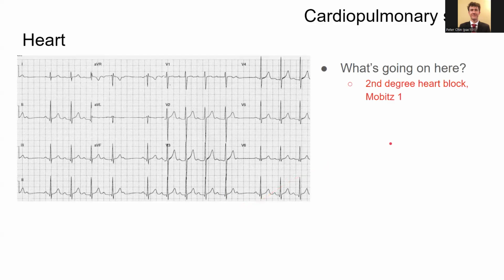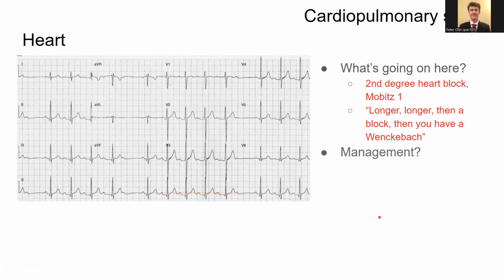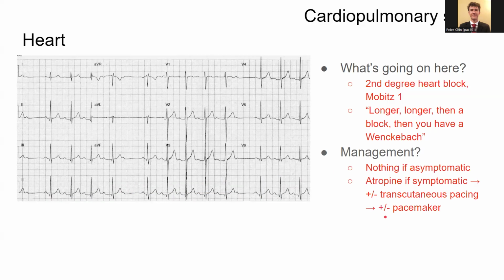This is second degree heart block Mobitz 1, also known as Wenckebach. This mnemonic helped me out. It's not mine, so I won't take credit for it: longer, longer, longer than a block, then you have a Wenckebach. And so you can see that on the EKG. The PR interval gets longer, longer, longer, longer, then there's a block, and that's a Wenckebach. The management of Wenckebach or Mobitz 1 is nothing if they're asymptomatic. If they are symptomatic, you try atropine first.